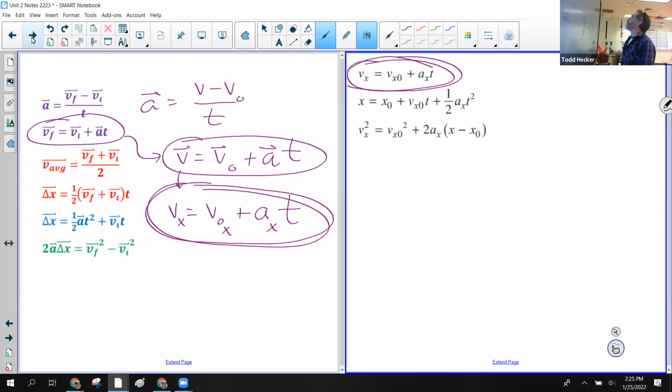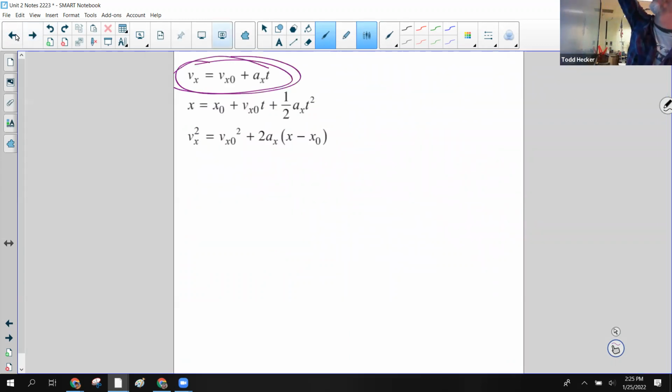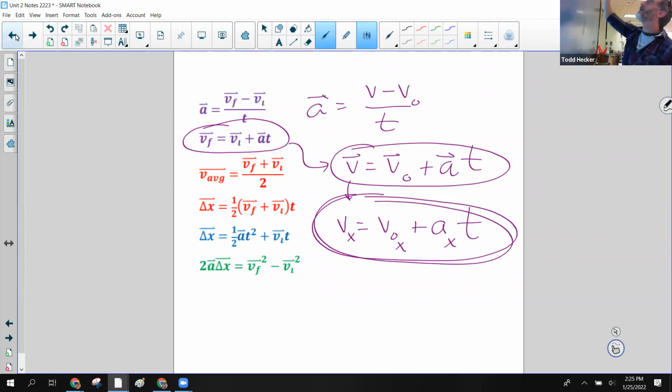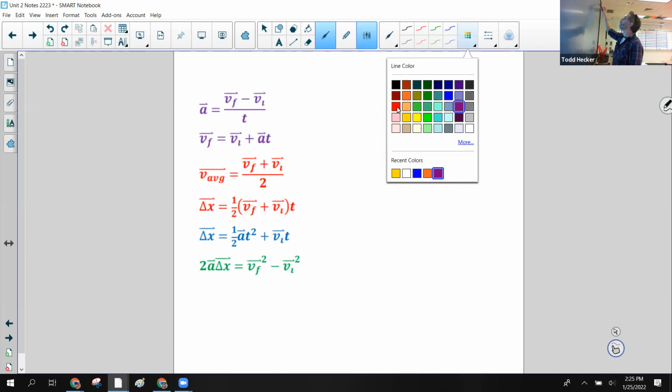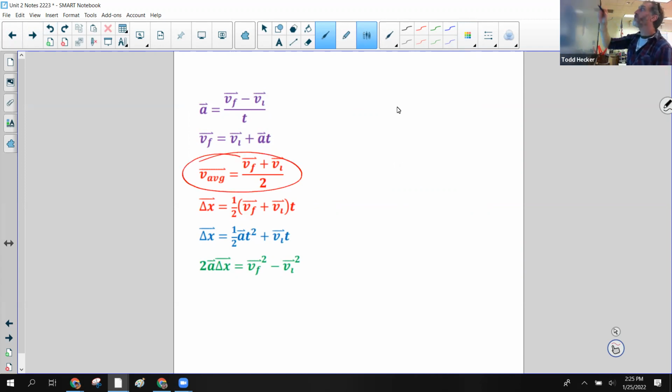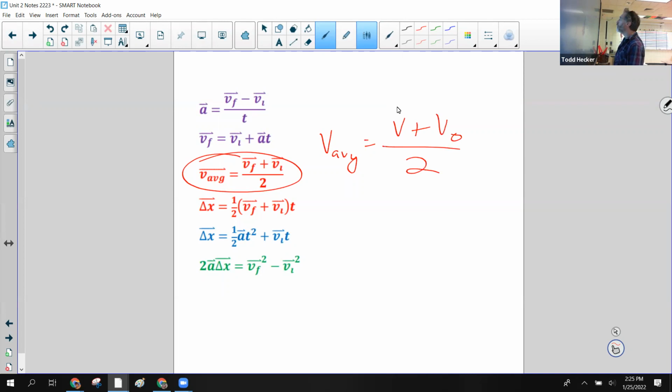Okay. All right. So let's see. Next equation. What do we got? These red ones here. This one still applies: average velocity is equal to the velocity at some time plus the starting velocity divided by 2.